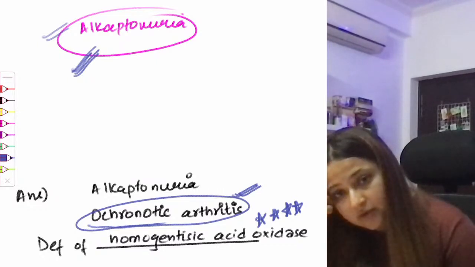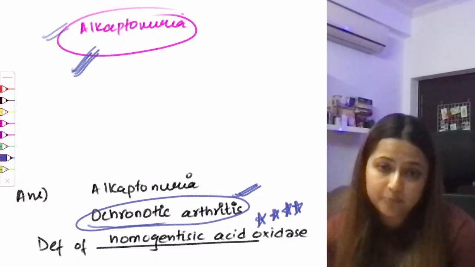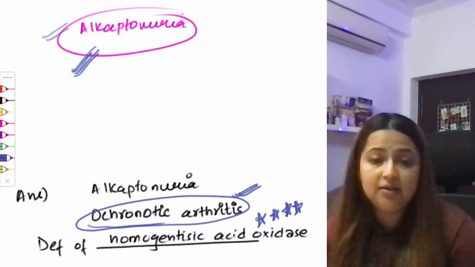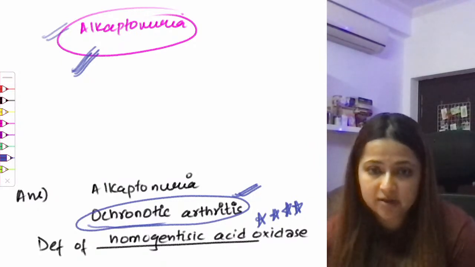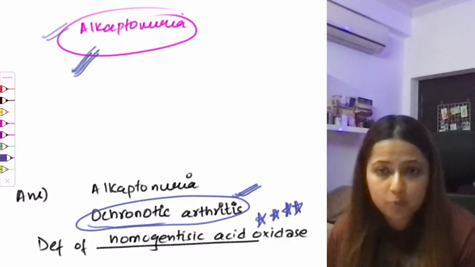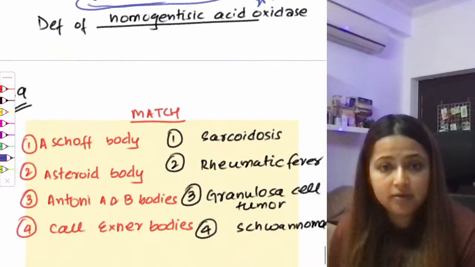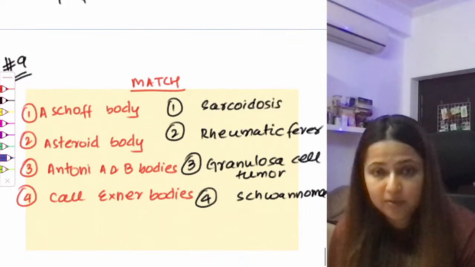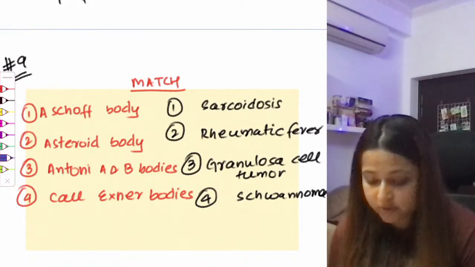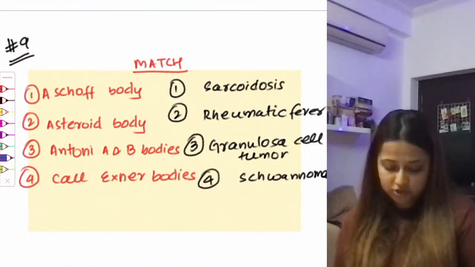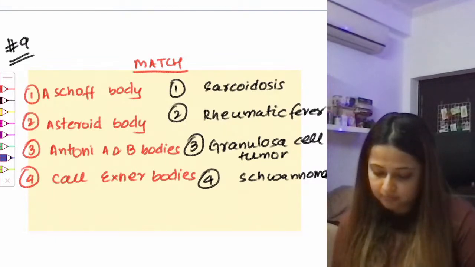So whenever they give you the hint of this black pigment deposition and the deficiency of homogentisic acid oxidase, you're going to mark alkaptonuria. This is very high yield. Moving on. A typical INI CET pattern question. So match with the correct choice.